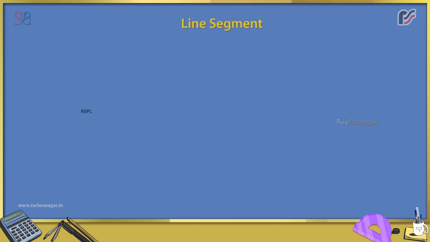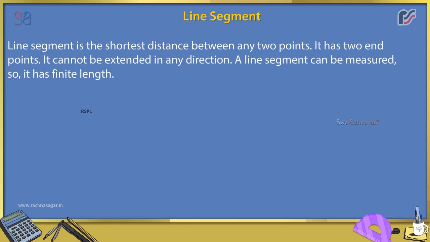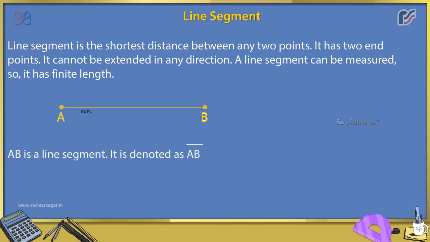Line segment. Line segment is the shortest distance between any 2 points. It has 2 endpoints. It cannot be extended in any direction. A line segment can be measured, so it has finite length. AB is a line segment.